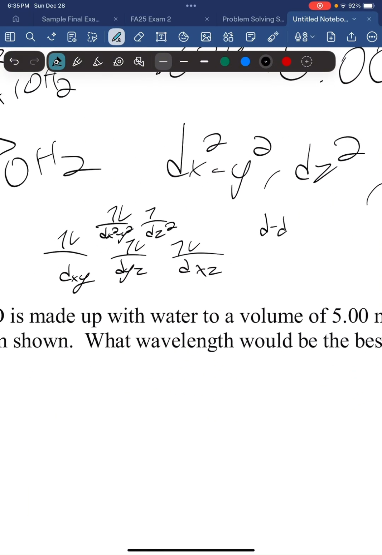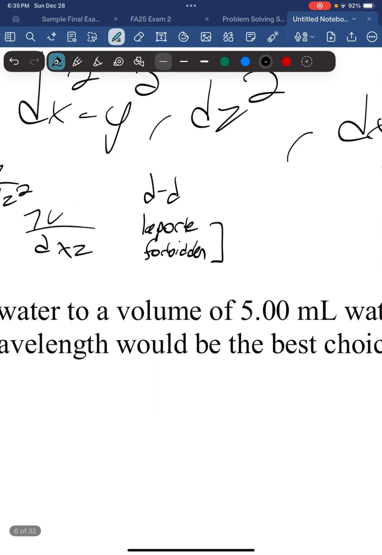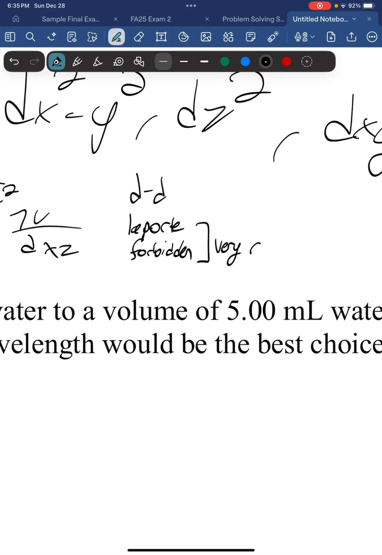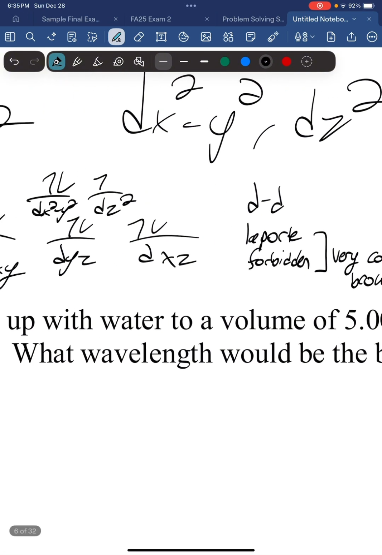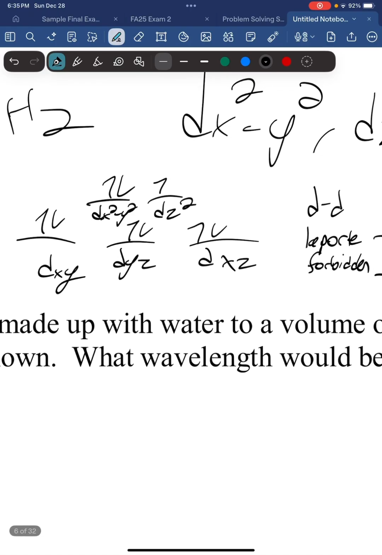These are what we call Laporte forbidden transitions, which states that you can't have transitions between 2 d orbitals, but this is very commonly broken because of symmetry. It's a bit more complicated than that, but just remember these are very commonly broken. So D to D transitions occur when you have d orbitals that are not completely filled. So you can see this is a half-filled orbital.